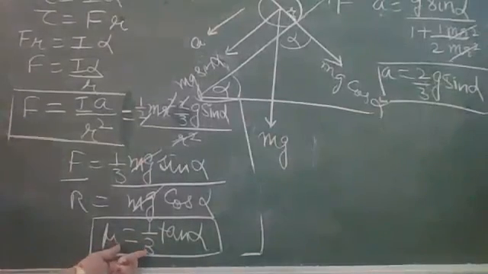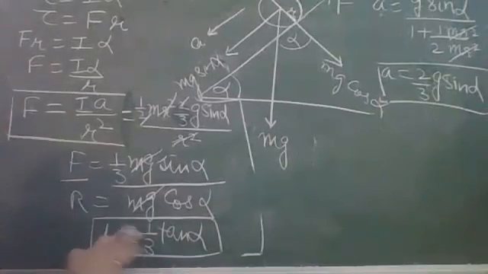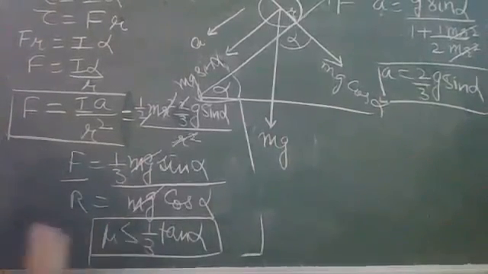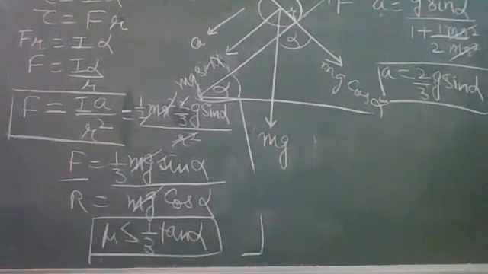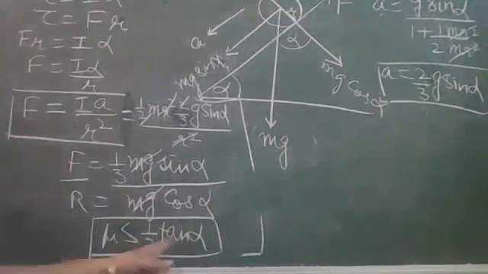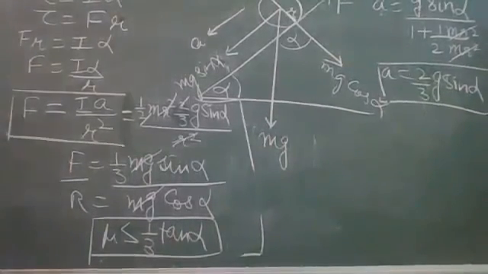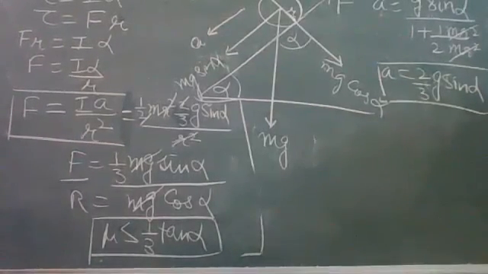Okay, so what is the condition for rolling without slipping? We can convert it into an inequality: at least the coefficient of friction should be 1/3 of tangent of the angle of inclination. Is that clear, students? So now our unit is over.